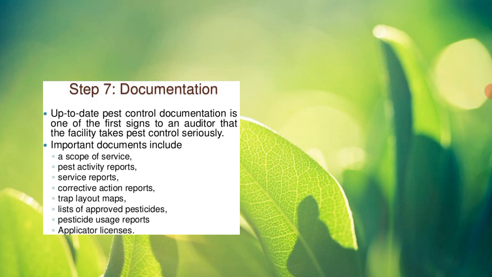So important documents in this will include a scope of service, then the pest activity reports, service reports, corrective action reports, trap layout maps, list of approved pesticides, pesticide usage reports, and the applicator license. This many documents should be present in our documentation report. So this is the last step in the IPM program.